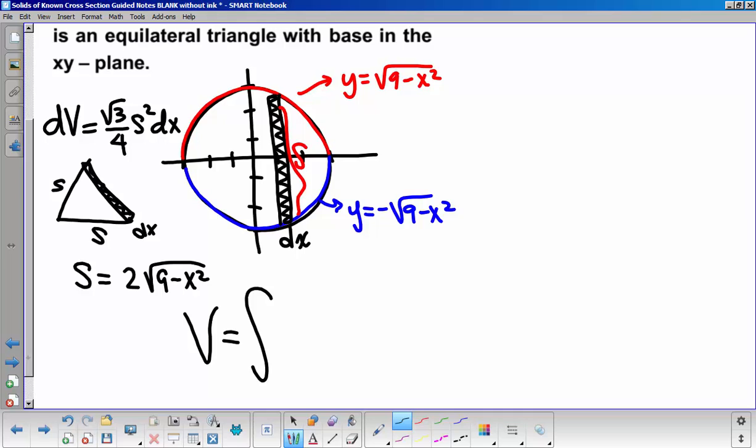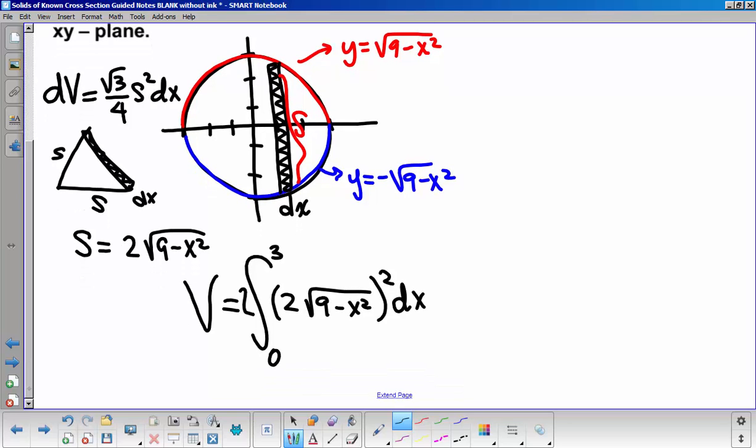Now, Griffin, can we use symmetry here? Yeah, we can, because are these squares going from negative 3 to 3? Yeah. So we can go 2 times from 0 to 3. So you can use symmetry in this regard. And then what is s squared? Oh, you already told me this. This was going to be 2 root 9 minus x squared squared dx.